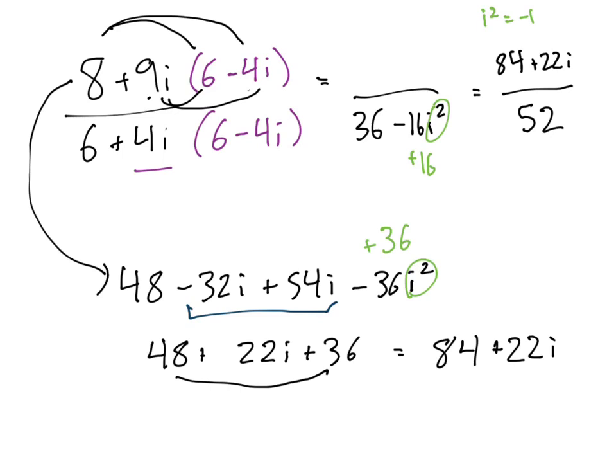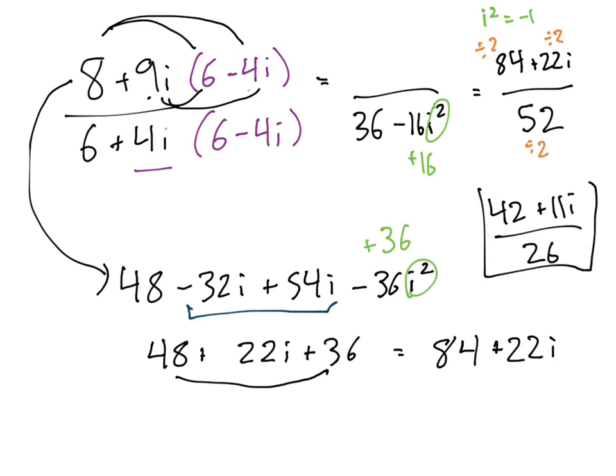And there is a common factor that all of these terms can be divided by. We can divide everything by 2. 84 divided by 2 would give us 42. 22 divided by 2 is 11, so we still have 11i, and 52 divided by 2 gives us 26.